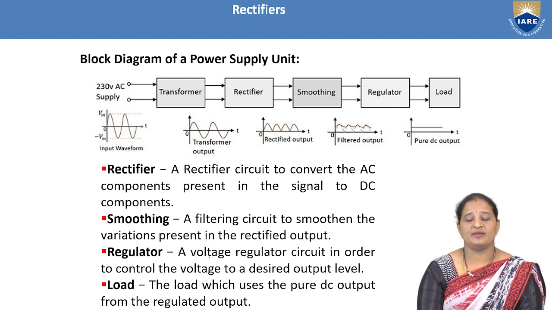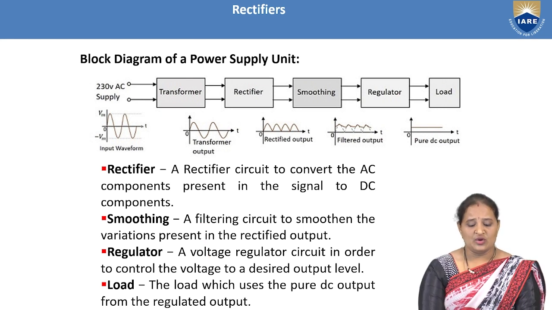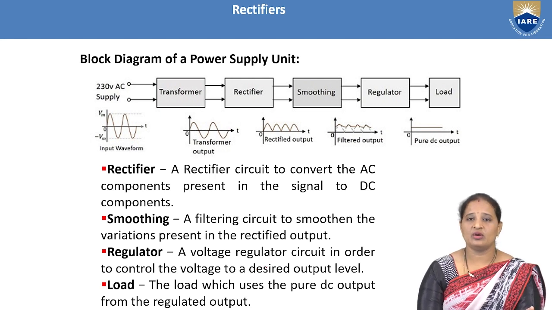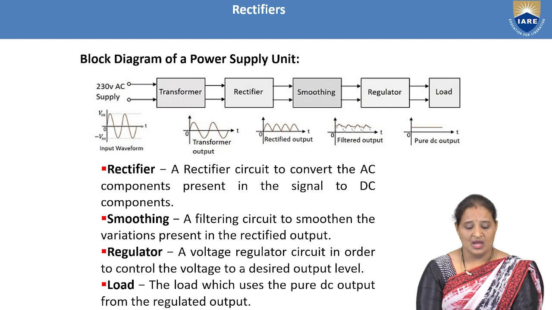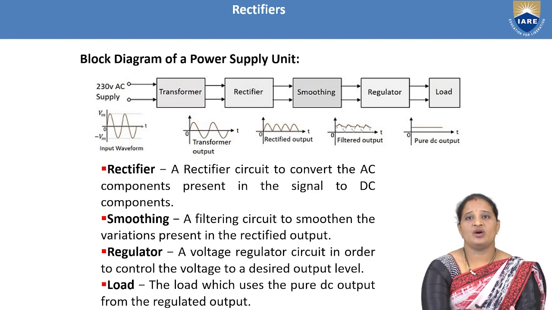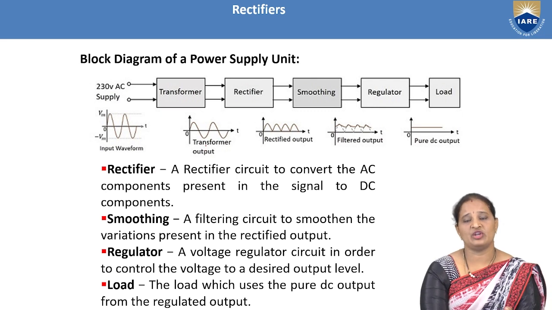The next block of the regulated power supply is the regulator. A voltage regulator circuit maintains a constant DC output voltage irrespective of changes in the load or in the current. Next, the load. Load is a circuit which uses the pure DC from the regulated power supply. This load may be any of our electronic appliances, like a fan, AC, or TV, whatever it is. These are the major building blocks of a regulated power supply.